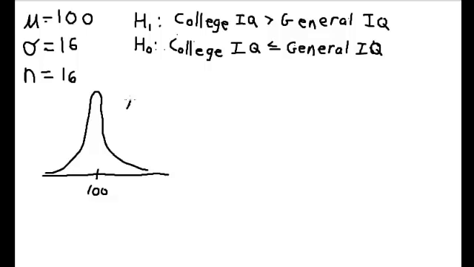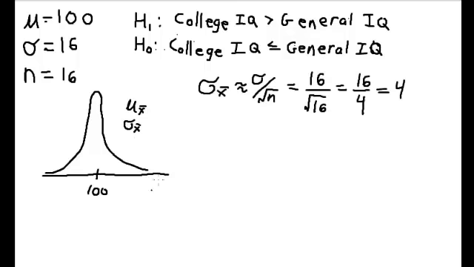But what is that standard error of the mean? Standard error of the mean is approximately equal to the standard deviation of the individual scores divided by the square root of our sample size. Our standard deviation is 16, so that is divided by the square root of our sample size, which is also 16. That equals 16 over the square root of 16, which is 4, so 16 over 4 equals 4. So our standard error is going to be 4, and our mean is going to be 100.